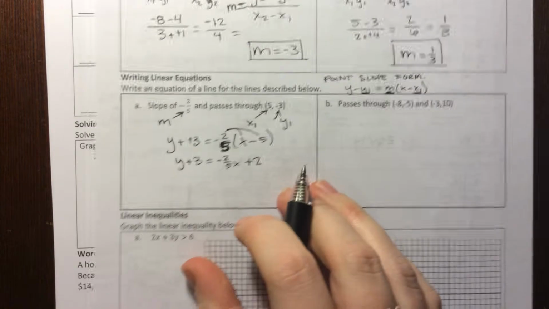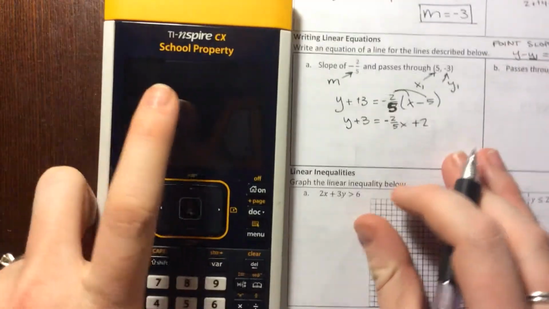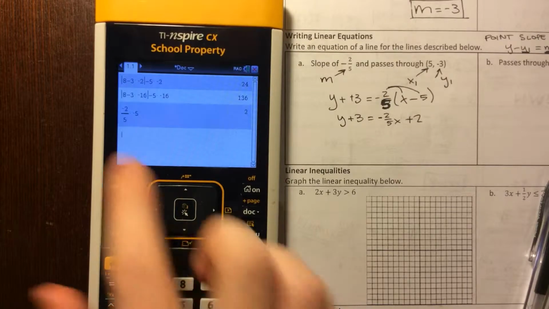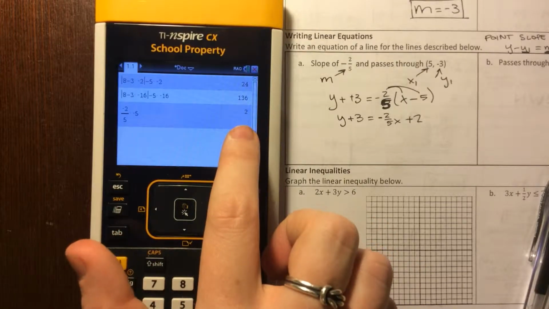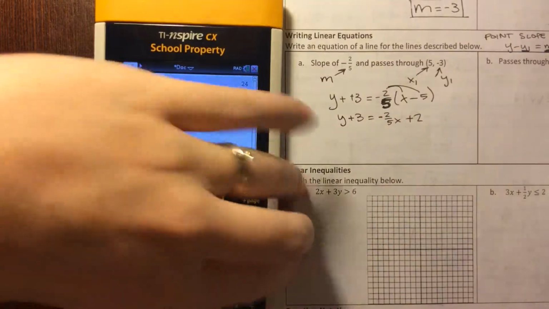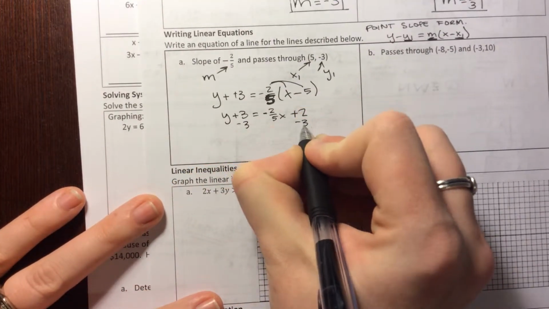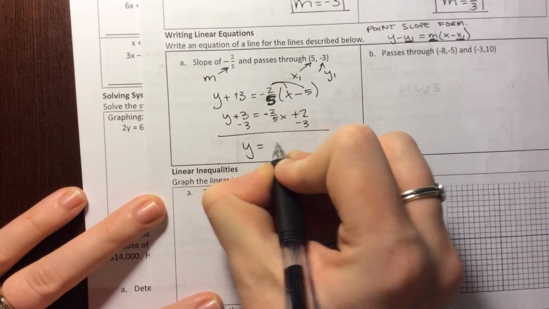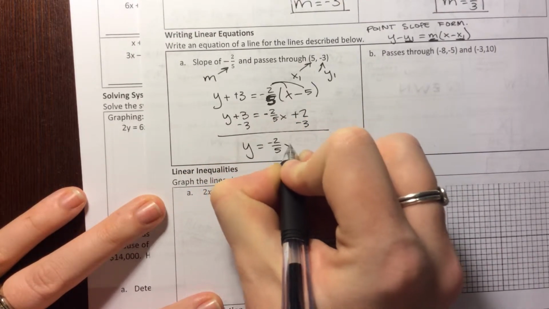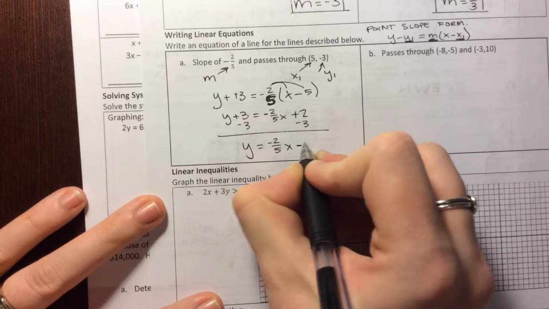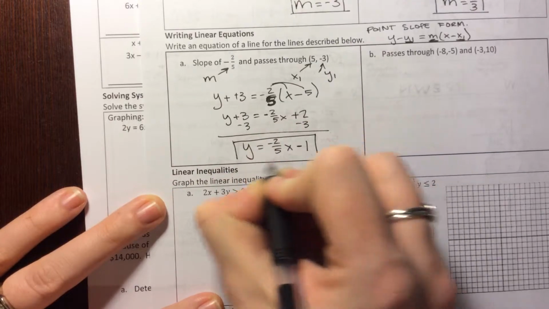And if you don't know how to multiply fractions, you now have calculators. You could do it in your calculator. You could do a negative 2 over 5 times a negative 5, and you'll see that that gives us 2. So that's how I got 2 right there. From here, you got to get the y by itself. So we subtract 3, subtract 3. Here we have y equals a negative 2/5 x plus 2 minus 3, which is negative 1. So that's our equation of our line.